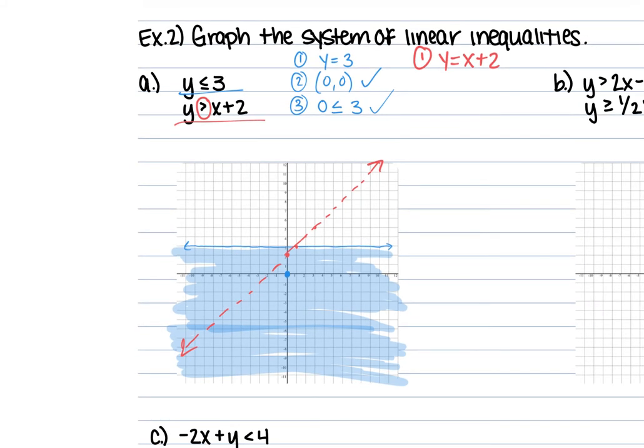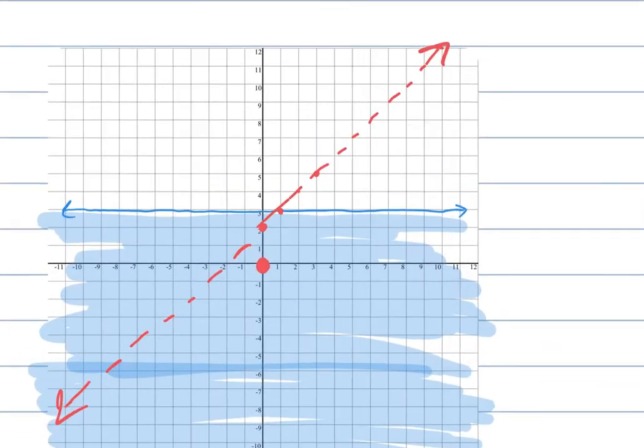Now, second part, we don't know which side to shade, do we? So, what are we going to do? Sabrina? We're gonna plug in 0, 0, baby. Okay? We put 0, 0 here. Can we use 0, 0 here? Yes. Okay? We can.